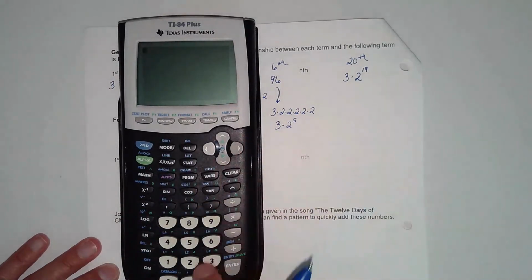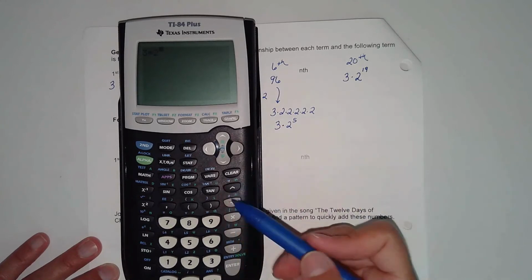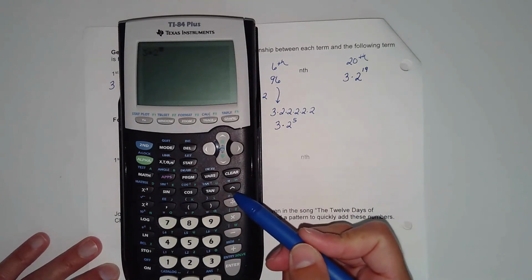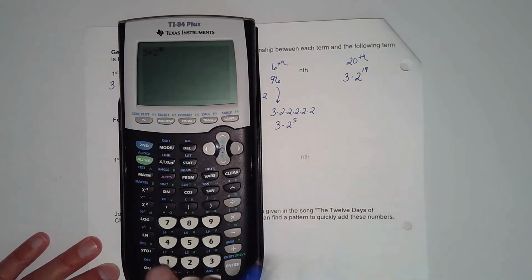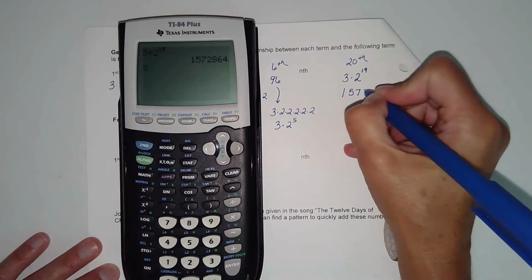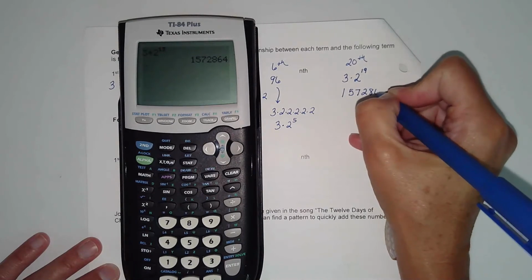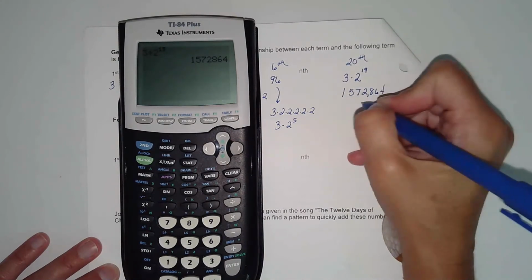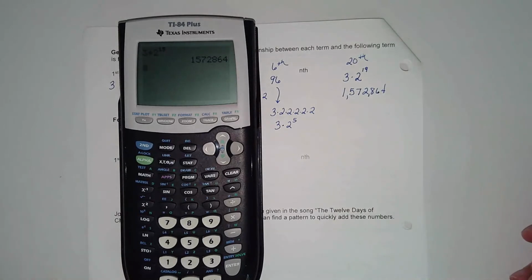I can do that on my calculator. Let's do this one: 3 times 2. To raise something to a power, I use that little hat, some people call it the caret key. It gets big fast, so don't self-doubt. These numbers get big quick. Look at that. So that would be the 20th term, starting out with 3 and multiplying by 2 each time.